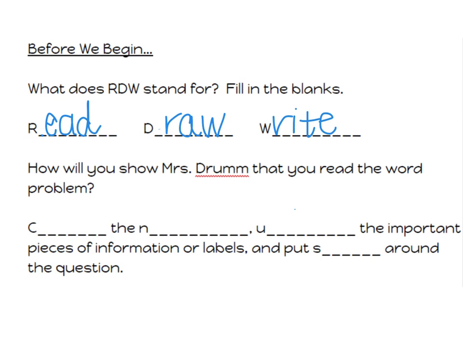Now, how will Mrs. Drum know that you read the problem? Can she read your mind? Yikes, spikes. That would be pretty creepy. Lucky for you, Mrs. Drum is not that talented and can't read your mind.